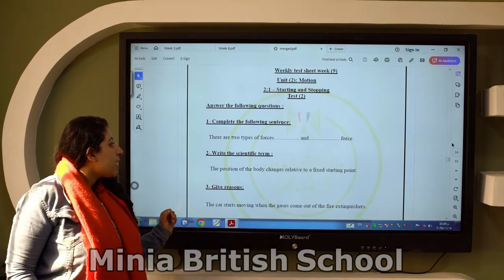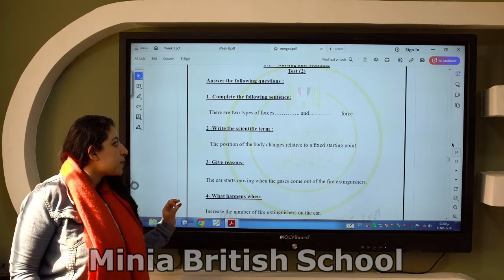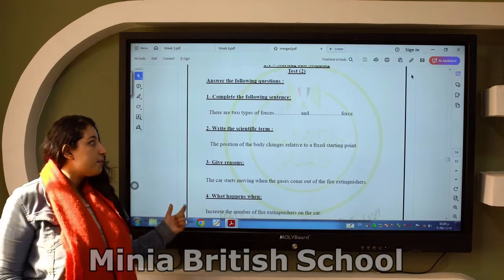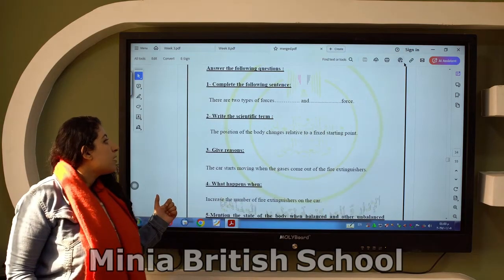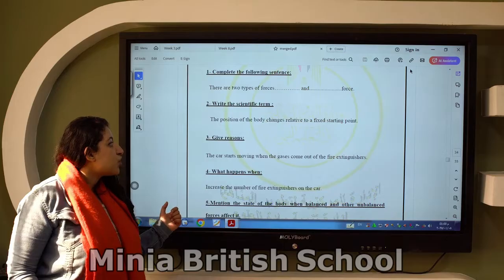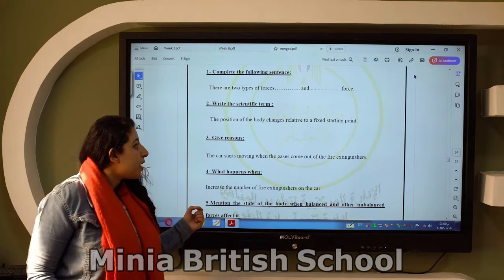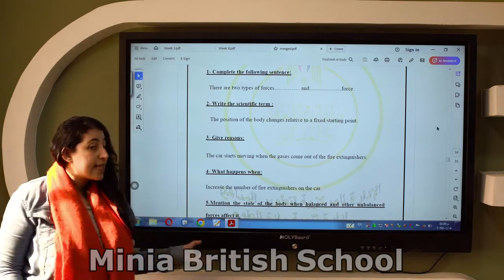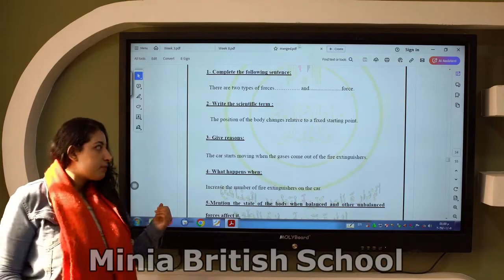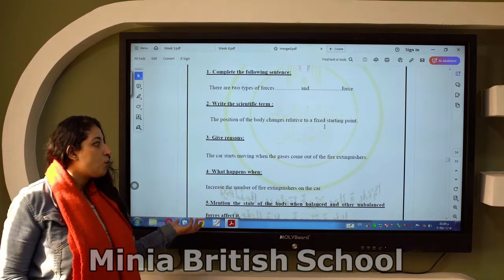Test 2, week 9. There are two types of forces, pushing and pulling force. Write the scientific term: the position of the body changes relative to a fixed starting point. What is this? Motion. I have to say motion.